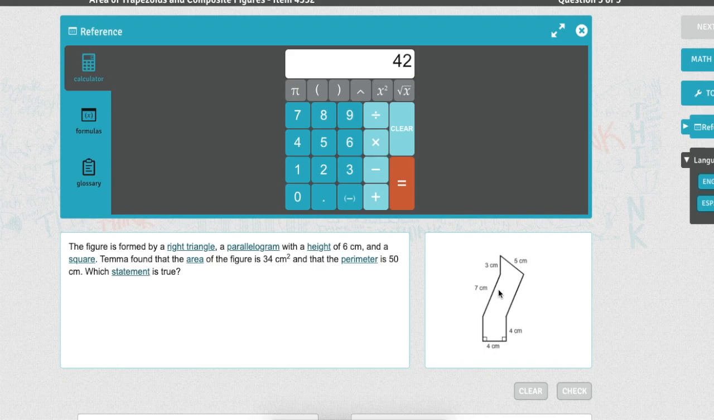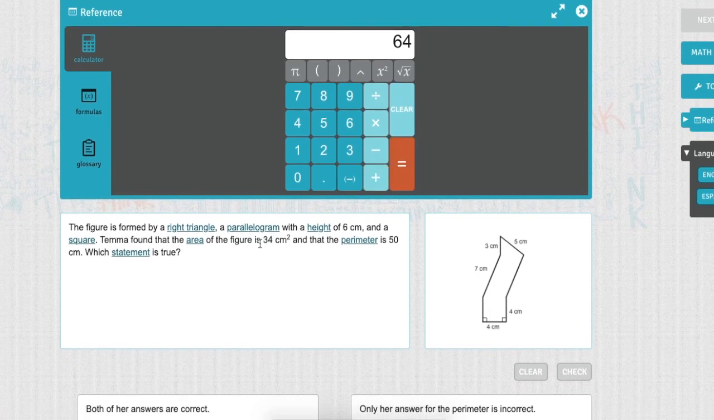And remember, with a triangle, we have to divide by 2. So we're going to do 4 times 3 divided by 2. And we get 6. So I'm going to add 6 to my 16 and my 42 centimeters squared. When I'm doing this, remember, I'm looking for area first. So I'm going to need to take my 16 plus my 42 plus my 6 to see if the area is the same. Now, she said the area was 34 centimeters.